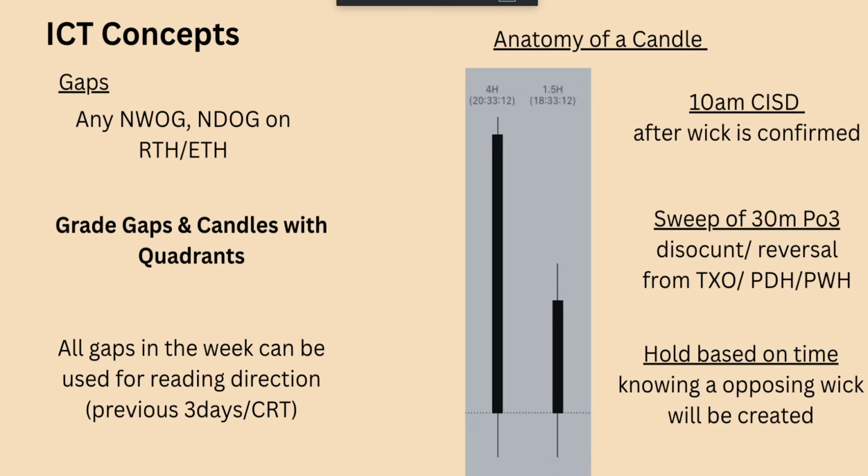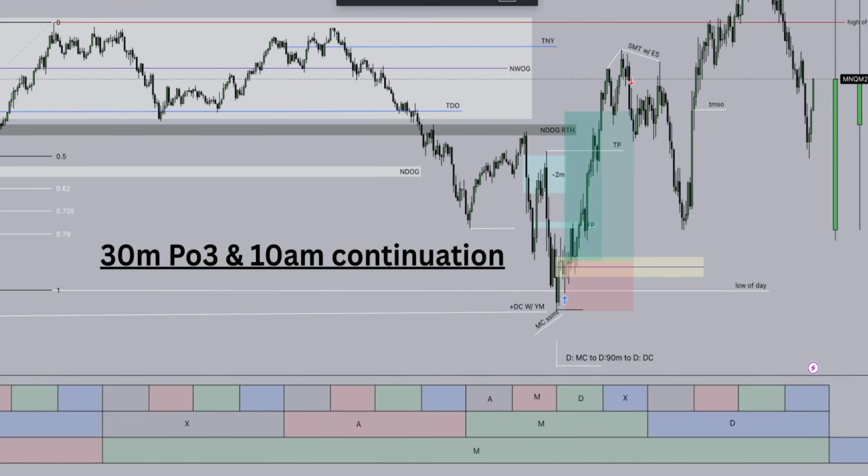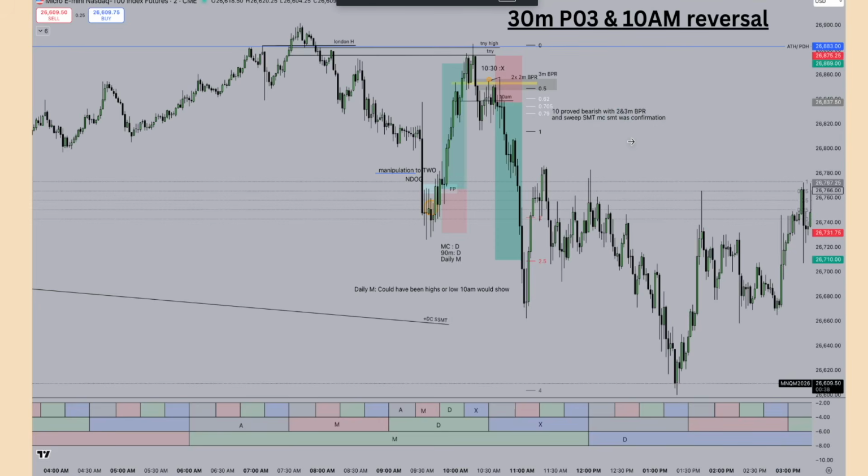So a sweep of 30-minute PO3, a great example would be this right here. 30-minute PO3 continuation right here. Usually this 10 a.m. continuation would sweep something here, but we just tapped into a gap. But have you noticed how on the continuation versus the reversal right here, we're moving to a target in 30-minute PO3, and then we're reversing from that target in the 4 hour.